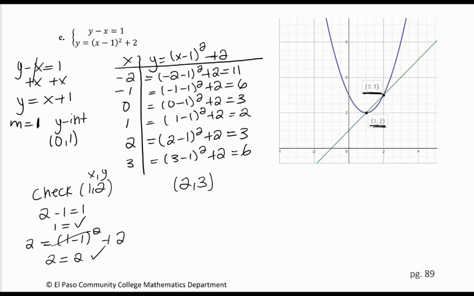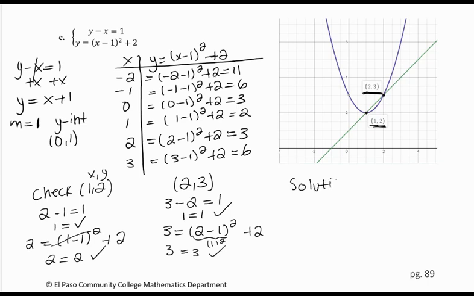Let's check our second point, which is 2 comma 3. So for our first equation, we have 3 minus 2 equals 1. This is 1 equal to 1. Yes. And for our second equation, we have 3 equals 2 minus 1 squared plus 2. So 3 equals 2 minus 1 is 1. And 1 squared is 1 plus 2, 3. This is correct. So our solutions are 1 comma 2 and 2 comma 3.